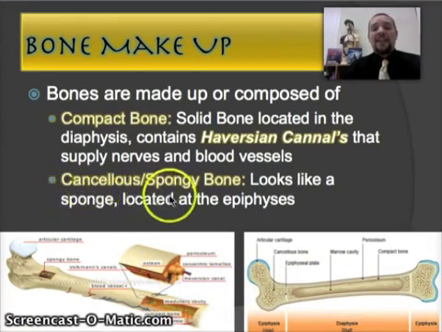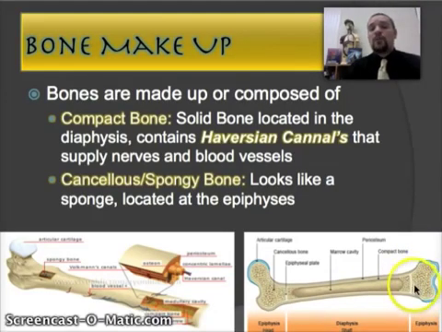If we look at the ends, you have what's called spongy bone or cancellous bone. That is at the end, and again, this is going to be important because it's going to be at the epiphysis, and this is where you're going to have to absorb shock. So when you jump up and down, you want to have this spongy bone, and it's called spongy bone because it looks spongy with all these little air pockets, and that's going to help absorb shock.